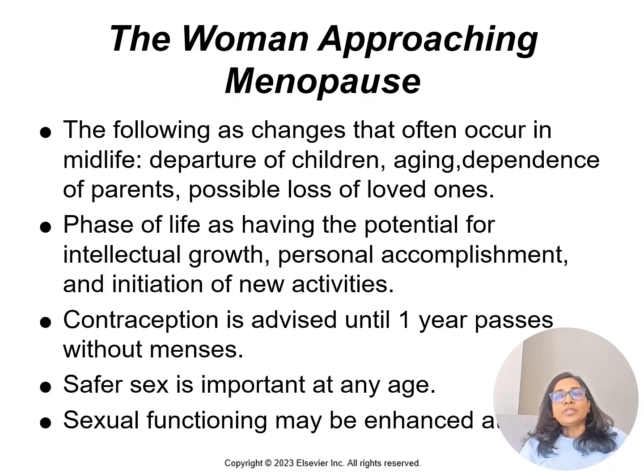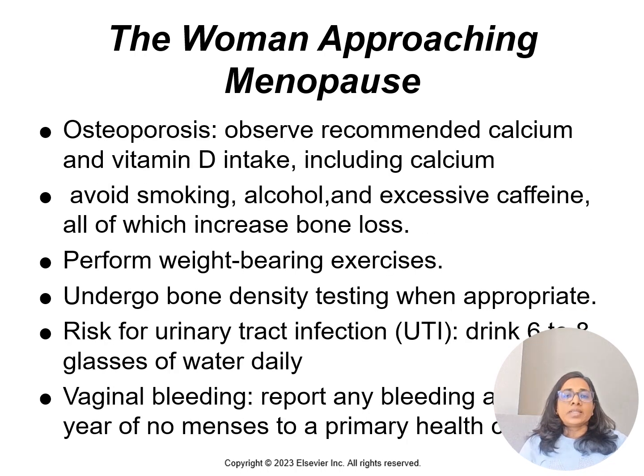Also, contraception is important if they don't want to get pregnant during that time. It's important that they use contraception even after the period stops, for at least 1 year. That's really important. Safe sex practices are important at any age. So all of this should be advised to patients.